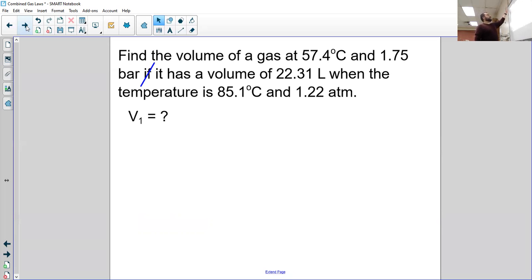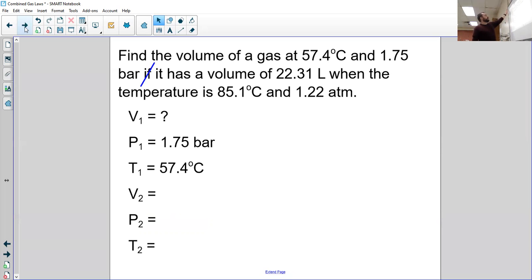Next, what we're going to do is write down what we're looking for. So we're looking for V1 because it's in the first half of our equation, looking for a volume. We're going to write down the rest of our variables that we have. So P1, V1, T1, V2, P2, and T2. Take those right out of the problem.